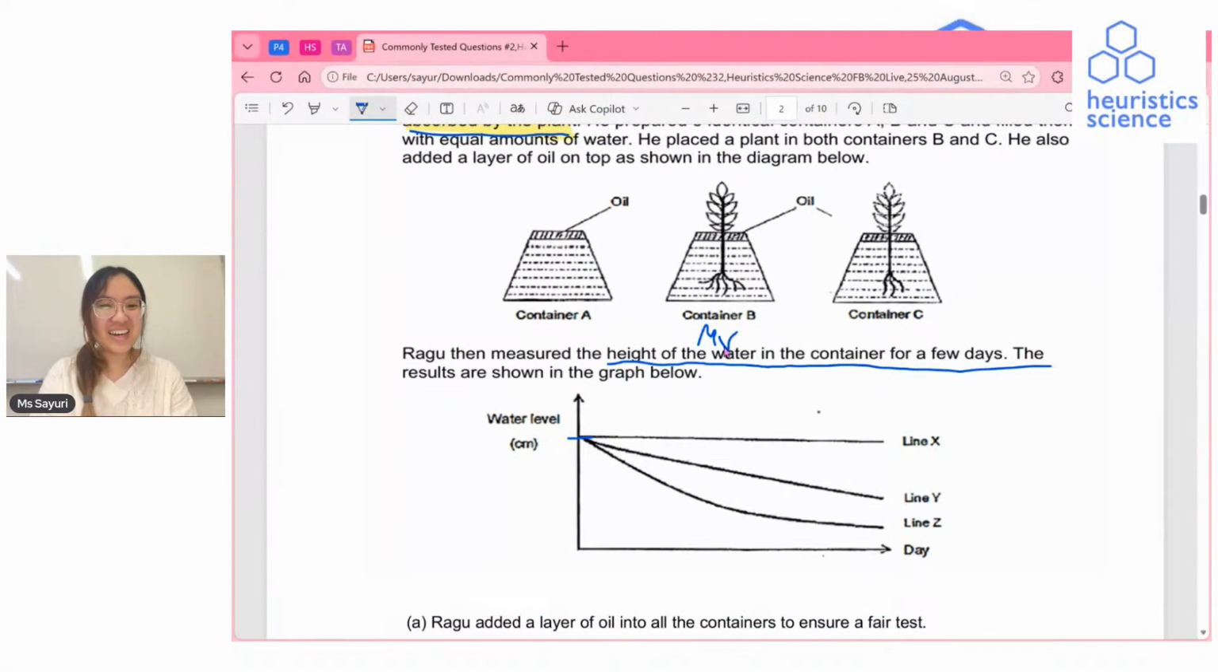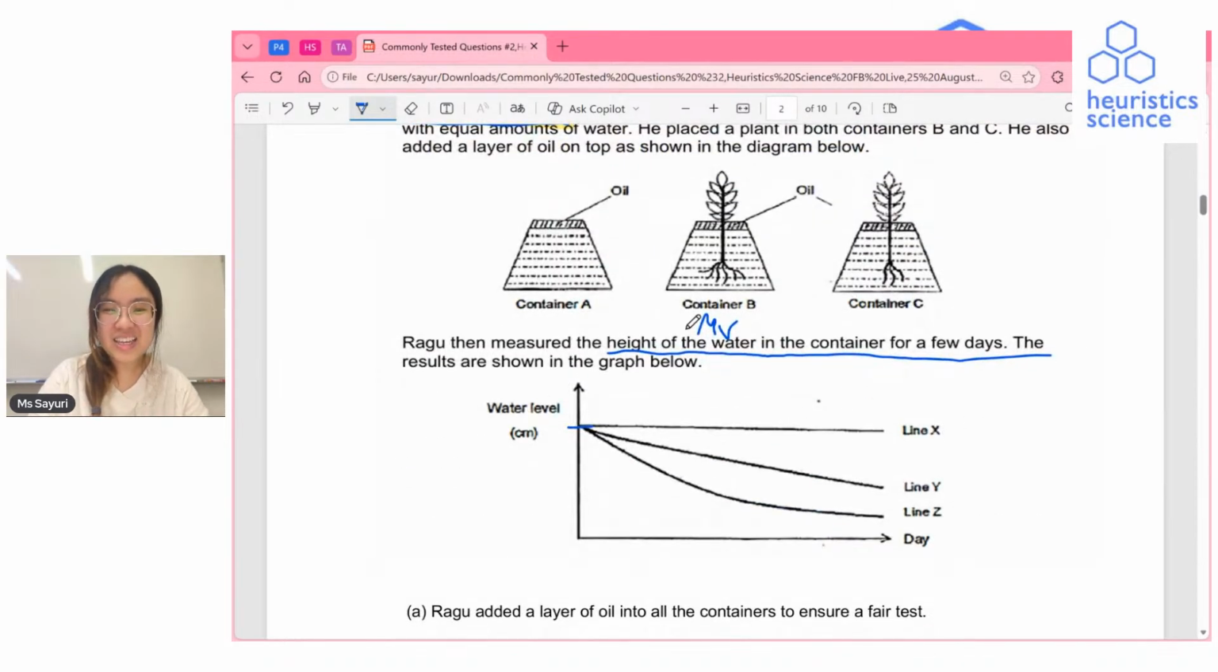Okay, so I hope that you still have the paper. Now here, we know that container A, there's no plant, right? So it should remain exactly the same. So I'm just gonna write A at the side. Okay, you all must learn how to read graphs. Must. And a quick one over here, right?